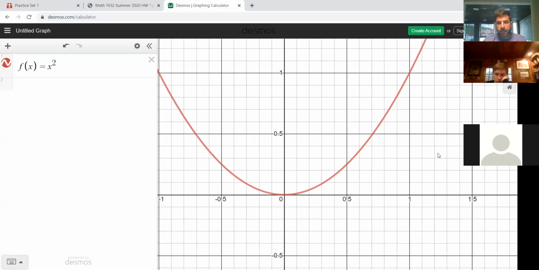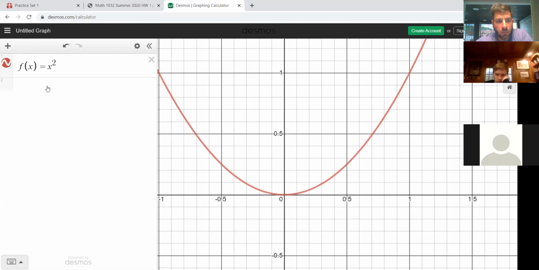A better way to think about this is if you were walking along this curve, you would say, okay, I'm going down the hill here. Now it's relatively flat. Now I'm going up the hill, but it's getting steeper and steeper and steeper. And we want to be able to quantify this steepness.